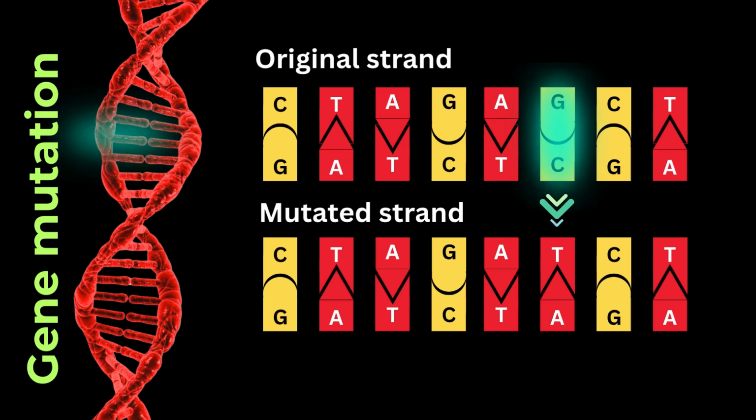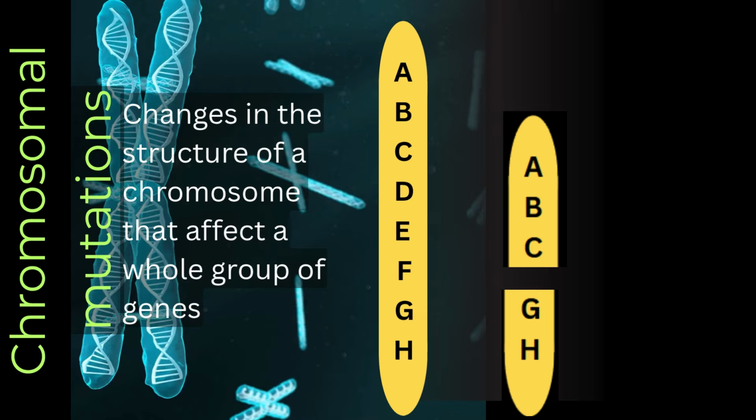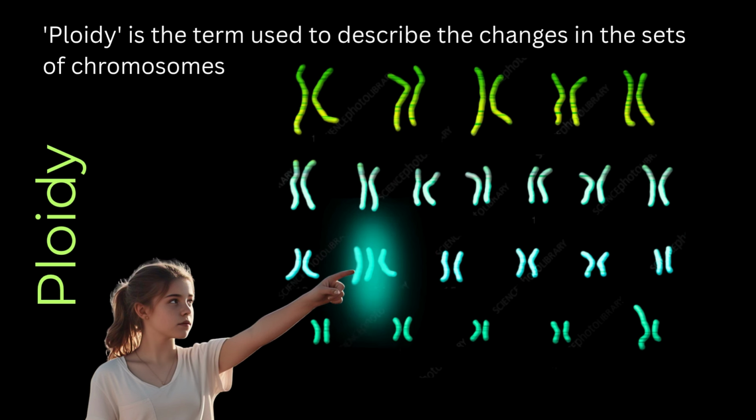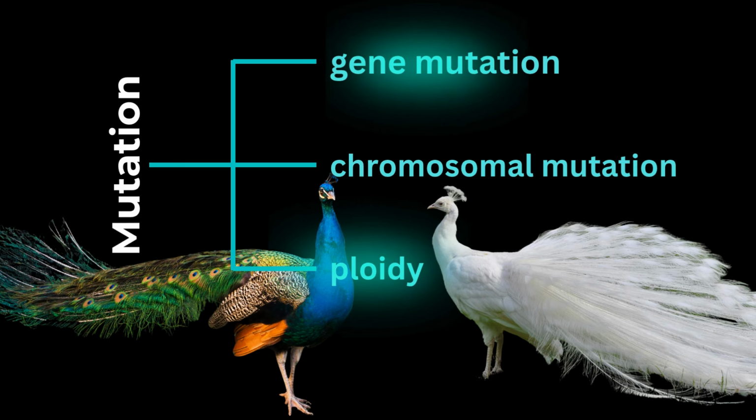1. Gene mutation, a change in the base sequence of DNA within a single gene, often resulting in a new allele. 2. Chromosomal mutation, a structural change in a chromosome that can affect many genes. 3. Ploidy. Ploidy is a change in the number of complete sets of chromosomes, while the structure of individual chromosomes remains the same. Among these, gene mutations and ploidy changes play the most important roles in evolution. So we'll focus on those in this video and the upcoming episodes.